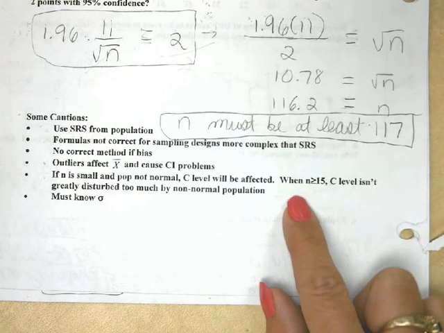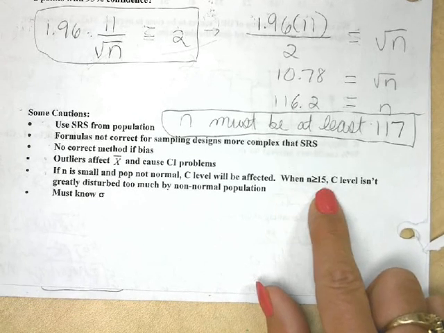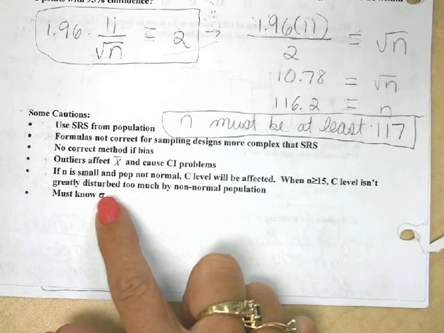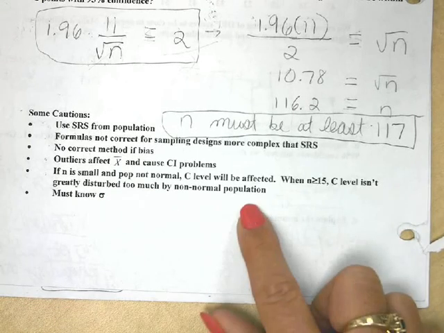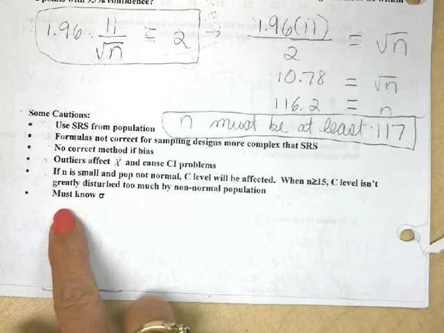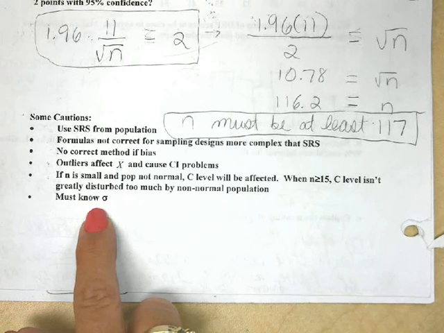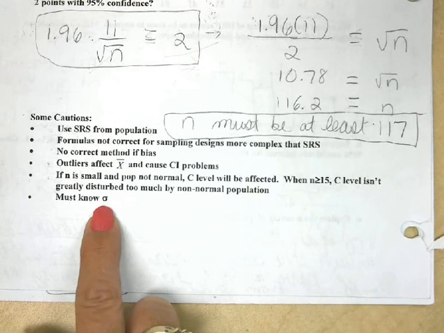But we'll find that when your sample size is at least 15, these confidence intervals are actually quite accurate, even if you had a population that was non-normal. Now, the catch on this is, as we talked about before, you have to know what the standard deviation of the population is, which is kind of hokey.